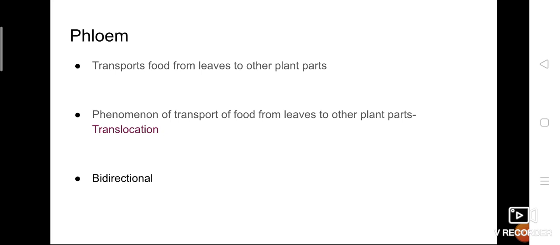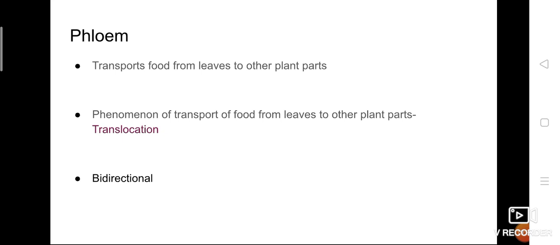So the transport of food from the leaves to all parts of the plant is called translocation, because it is bi-directional. I hope you have understood something about the xylem and phloem. So if I ask you to make the difference between xylem and phloem, you can write it easily.